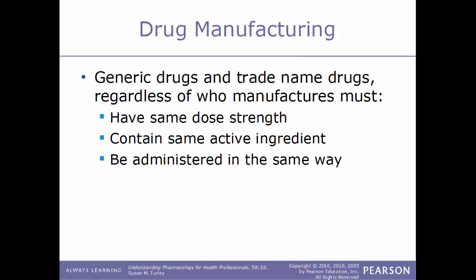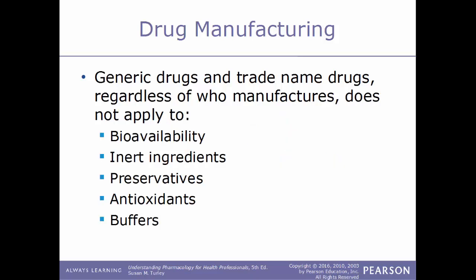Now, generic drugs and trade name drugs, regardless of who manufactures them, must have the same dose strength, they must contain the same active ingredients, and they both must be administered in the same way. However, the manufacturing of generic drugs and trade name drugs does not require the same bioavailability, inert ingredients, preservatives, antioxidants, and buffers.